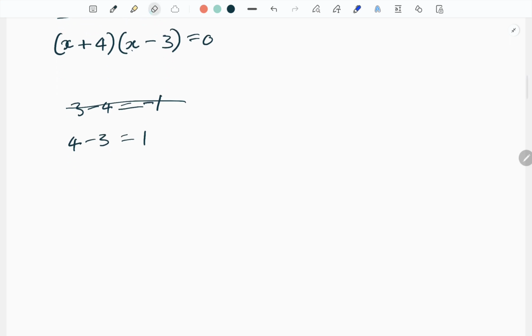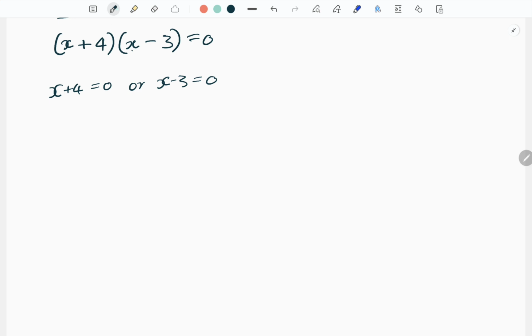All right, now we set each bracket equal to 0. So we get x plus 4 equals 0, or x minus 3 equals 0. Now this positive 4 moves across the equal sign and changes from positive to negative, so negative 4.